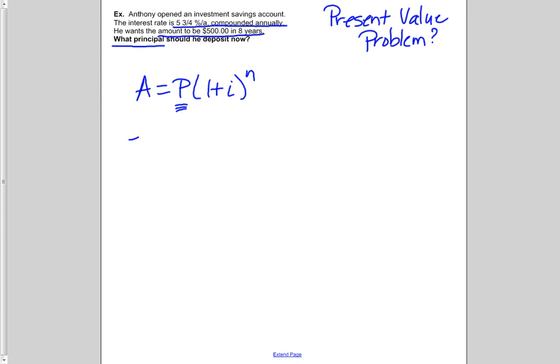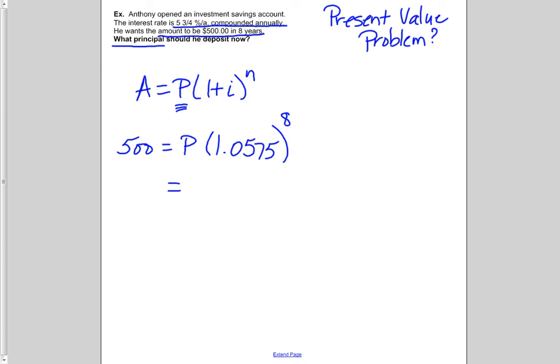He wants to end up with $500. We have 5.75% compounded annually. I don't have to adjust my I. It is annually, so 1 decimal. 5.75% as a decimal is 0.0575. Be careful. In 8 years, compounded annually would be 8 compounds.